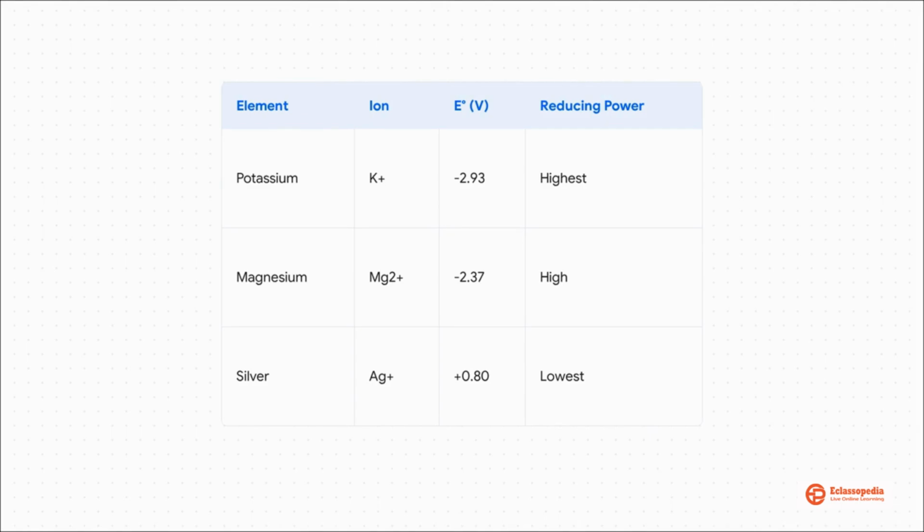Look at potassium. It has a highly negative reduction potential of negative 2.93 volts. This means it desperately wants to lose electrons, not gain them, which gives it the highest reducing power. On the flip side of that, silver has a positive 0.80 volts. It loves gaining electrons, so it has a very low reducing power. Essentially, the lower the reduction potential, the stronger the element is at forcing its electrons onto something else.